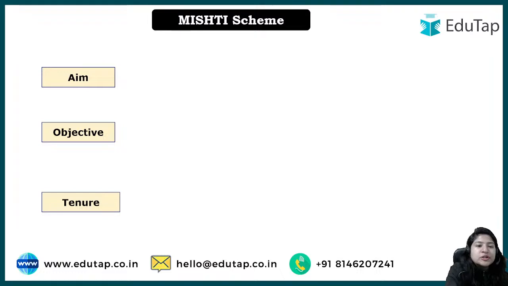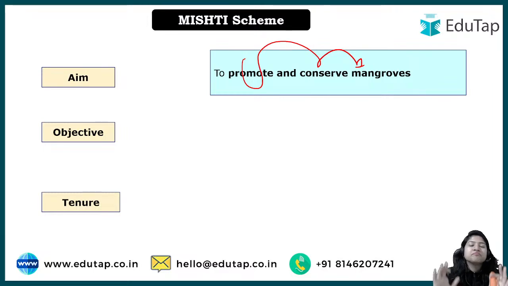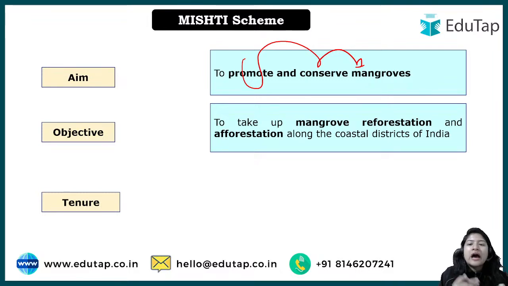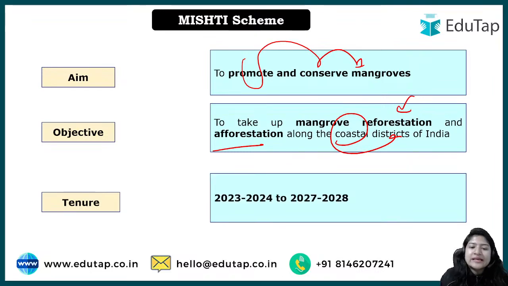Okay, talking about the aim of this particular scheme, we have already understood that we have to promote and conserve the mangroves. Mangroves are those tree species that exist in these areas. And how will it be done? When we say we have to conserve mangroves, how will that be done? By doing reforestation and afforestation along the coastal districts, right? And as per the recent PIB news, the number of states is 9 and the UTs are 3. Now, the tenure is 5 years, we are saying it will be done in 5 years, so from 2023-24 to 2027-28 it will be done.